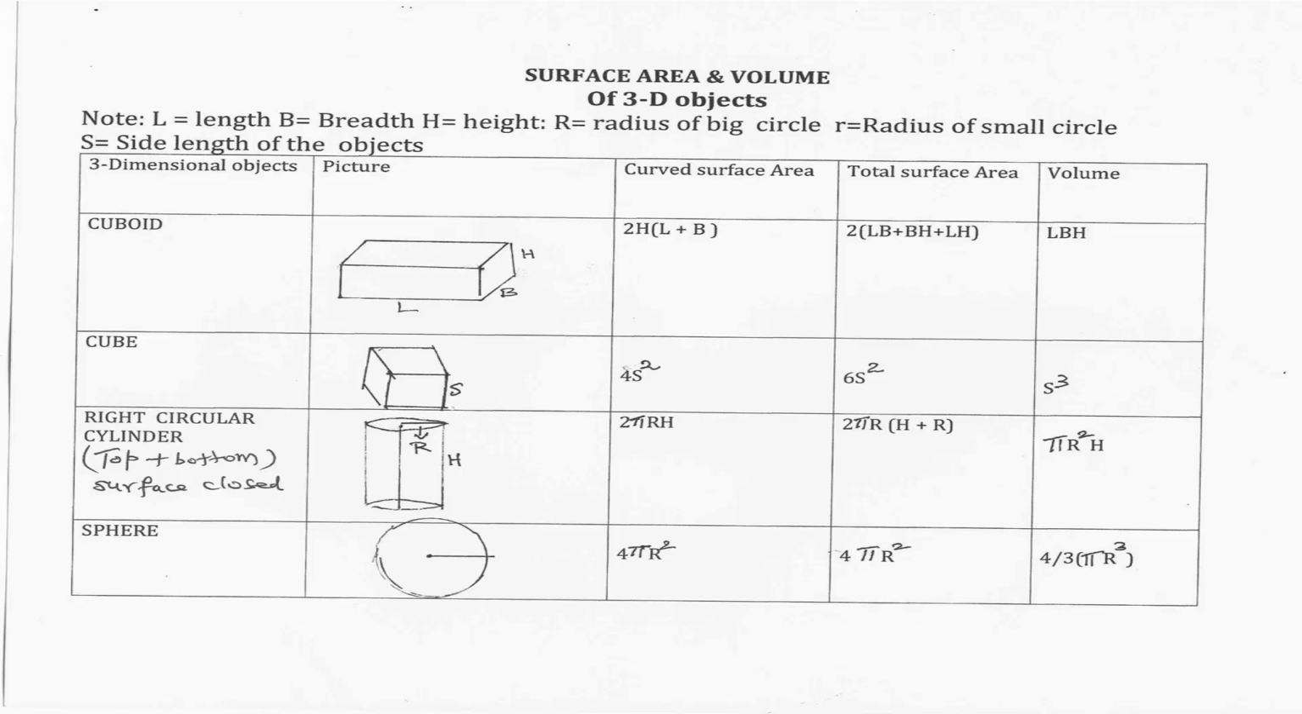Right circular cylinder, top and bottom surface closed: curved surface area is equal to 2 pi r h, and total surface area is equal to 2 pi r into (h plus r). Volume is equal to pi r squared h.